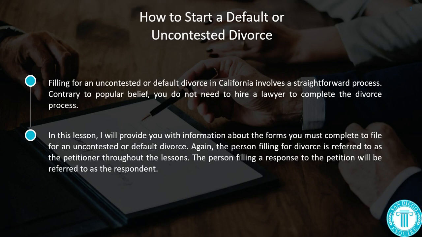In this lesson, I'm going to provide you with information about the forms you need to file for an uncontested or default divorce. Again, these are just the forms to get the process going. Remember, the person filing for a divorce is referred to as the petitioner, and that's going to be consistent throughout the lesson. The person responding to the divorce is going to be referred to as the respondent, as discussed in our previous lesson.